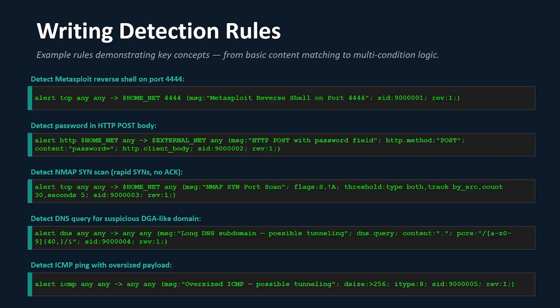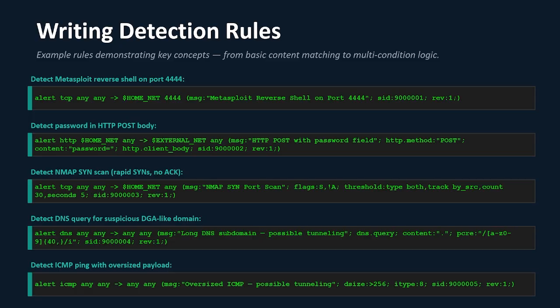Looking at DNS queries for suspicious DGA-like domains. So again, it's alerting on DNS from anything to anything over any ports. It has that message there, but it looks for a DNS query where the content is dot, and then that PCRE is a regular expression. If you're unfamiliar with regular expressions, well, look it up because it can get quite complicated quite quickly, but effectively that's looking for up to 40 characters from A to Z and 0 to 9. And if it matches, then it triggers.